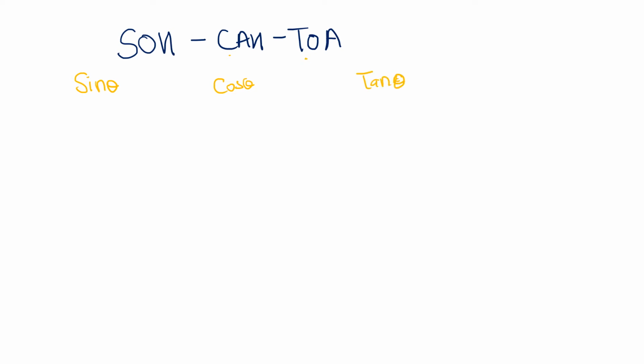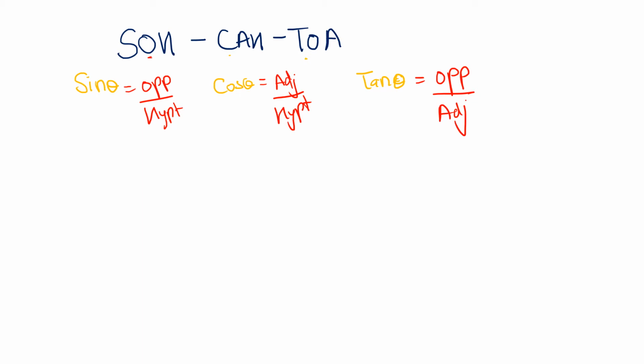Now the O stands for opposite. So this becomes opposite upon hypotenuse. Cos theta becomes adjacent upon hypotenuse, and tan theta will become opposite upon adjacent. Now, I have told you the opposites of sine theta. So now we can say the opposite of sine theta is cosec theta.